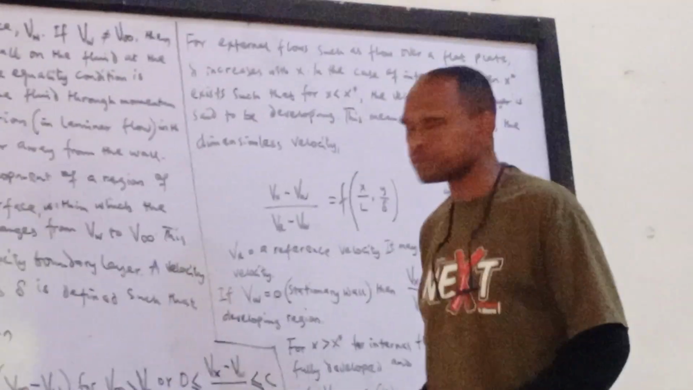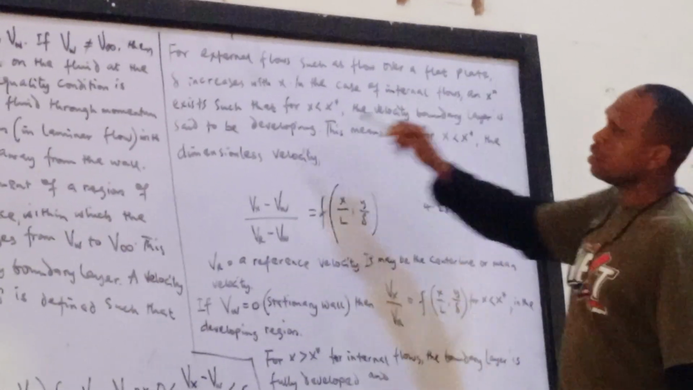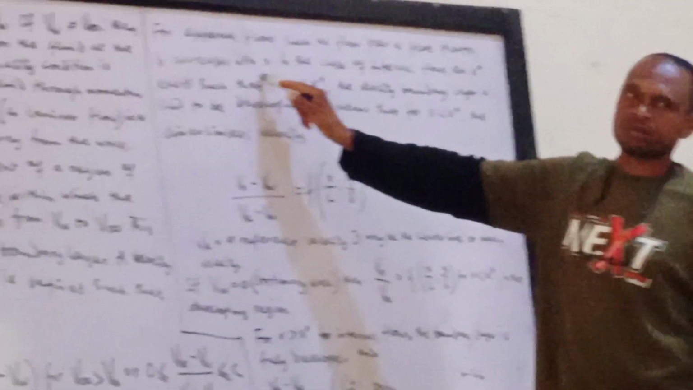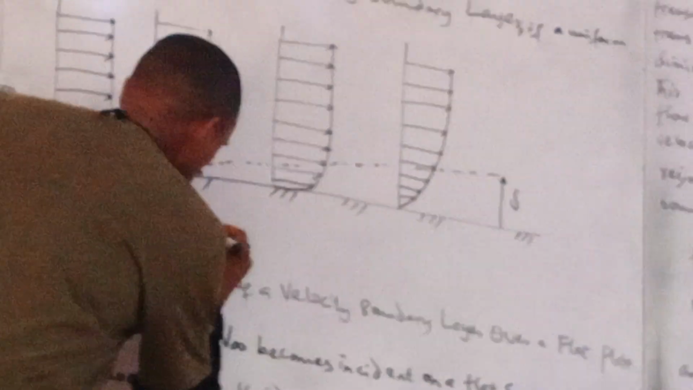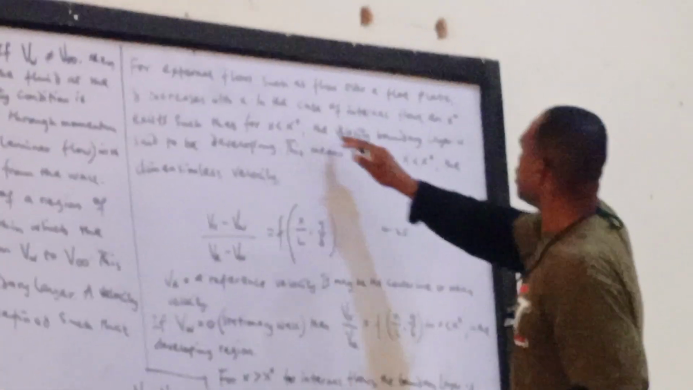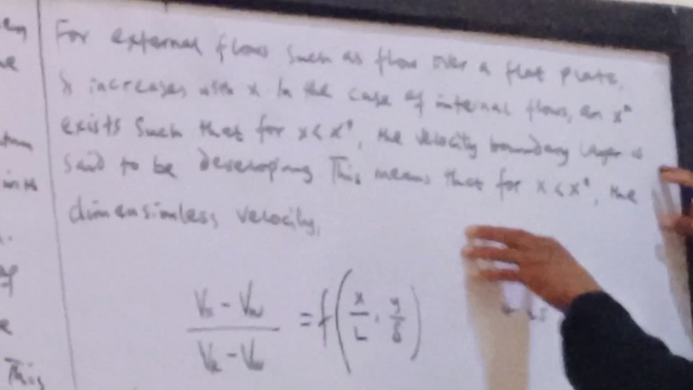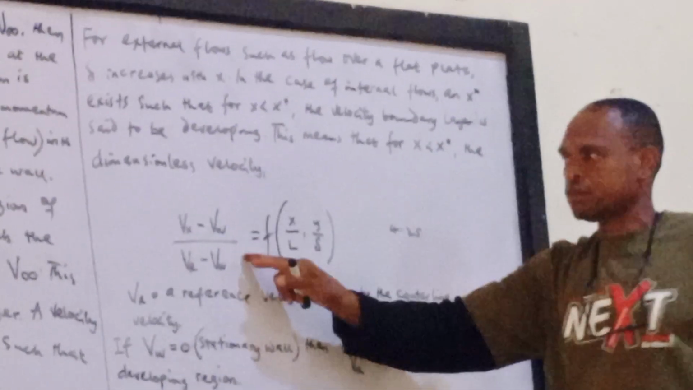So for external flow such as flow over a flat plate, the boundary layer increases with x. You can see the x direction. The x direction is this way. The boundary layer increases with x. So in the case of internal flow, an x star exists such that for x less than x star, the velocity boundary layer is said to be what? Developing. This means that for x less than x star, the dimensionless velocity becomes this.